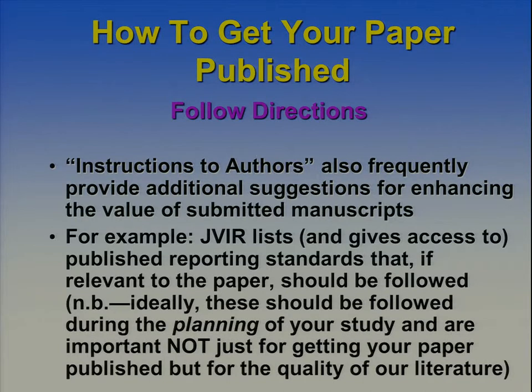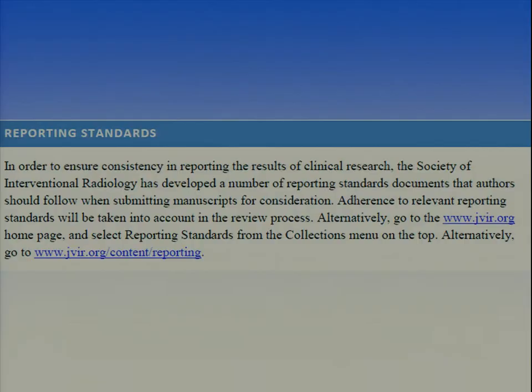And one of the really important ones for our specialty is that JVIR lists and gives access to published reporting standards that, if relevant to the paper, should be followed. And this really goes back to before you write the paper. If you're planning a study, it's important not just for getting the paper published, but for the quality of our literature to make sure that we're comparing apples and apples when we compare the results of various studies.